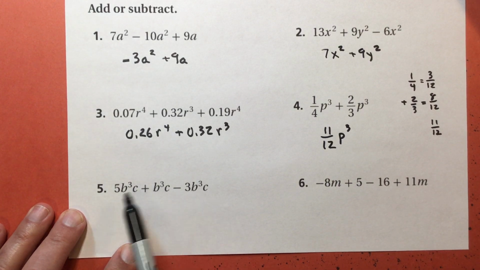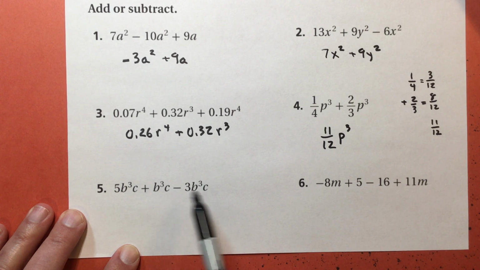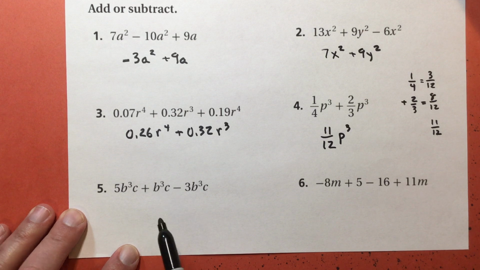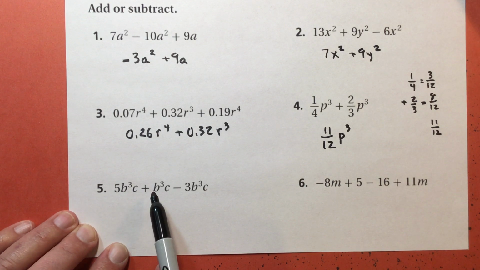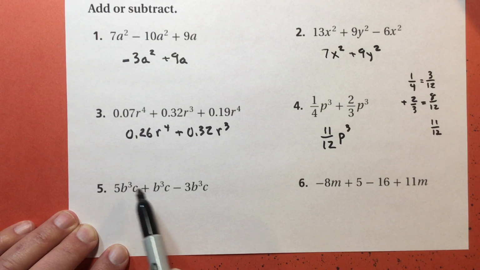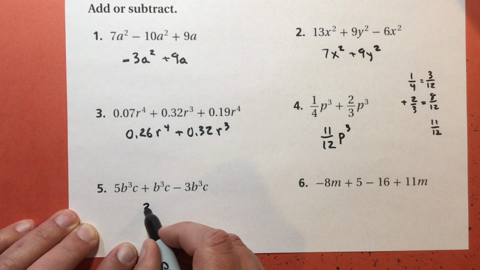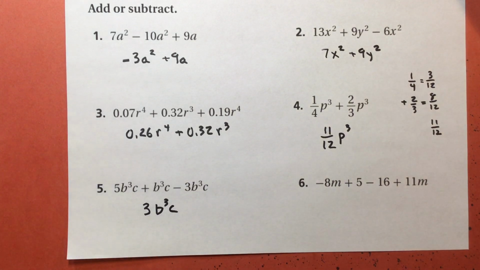So now I've got multiple variables. I've got b to the 3rd times c, b to the 3rd times c, b to the 3rd times c. These are all the same. Whatever b to the 3rd times c is, these are all the same. So I've got 5 plus 1, which is 6. How do I know it's 1? Because of the hidden 1. Remember, you can always show the things that are in my class that are hidden. 5 plus 1 is 6, and 6 subtract 3 is 3. So this is 3 times b to the 3rd power times c, whatever that is.